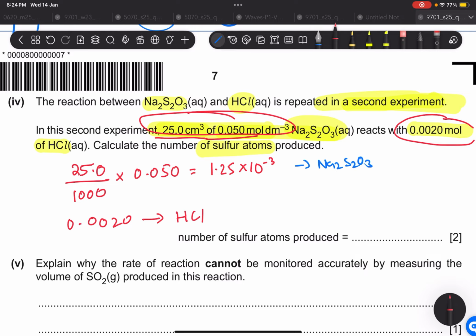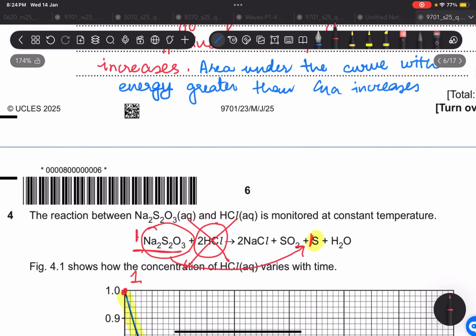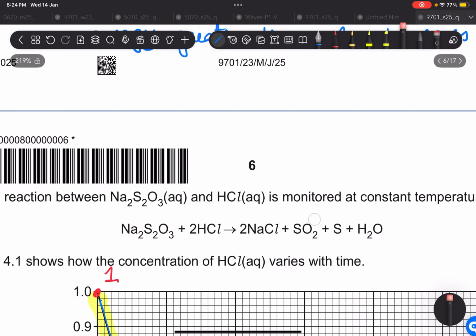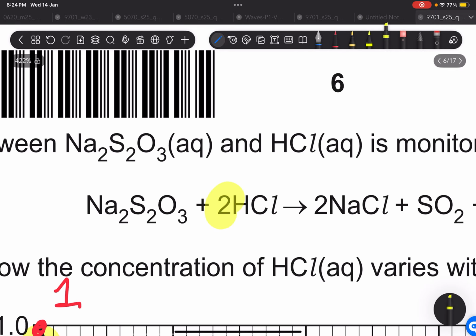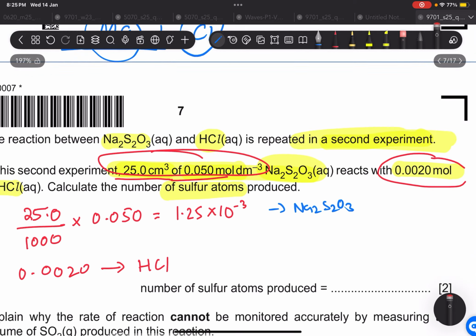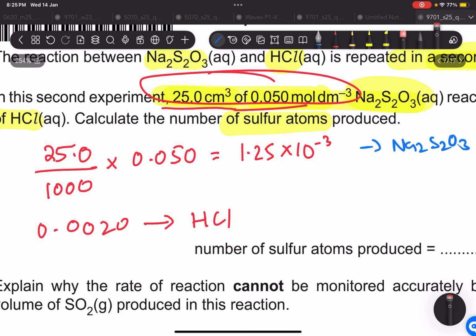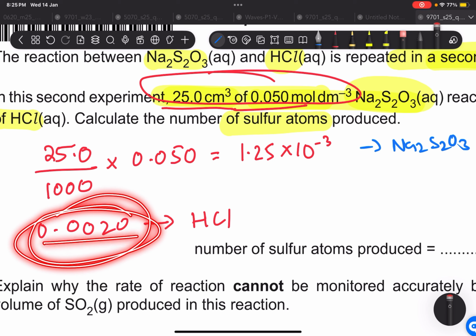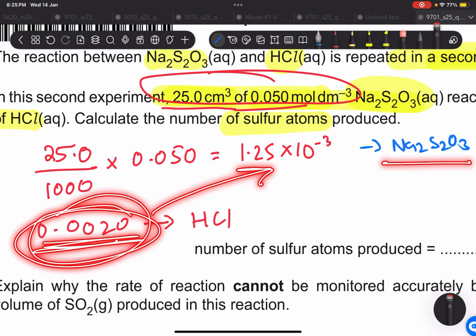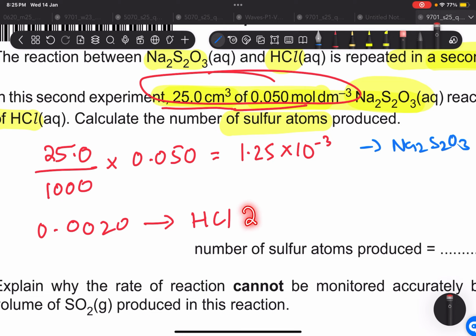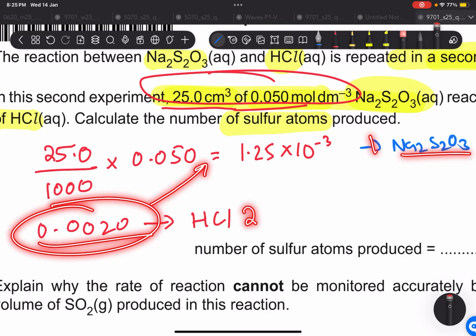Now I need to realize one thing. I need to look at the equation. 2 moles of HCl are gonna react with 1 mole of Na2S2O3. I need to figure out अब उन दोनों moles में से HCl limiting reactant है या Na2S2O3 limiting reactant है. To figure this out, अब इसके साथ HCl के इतने मोल्स के साथ इसके हाफ मोल्स रिएक्ट करने चाहिए. Na2S2O3 के हाफ मोल्स रिएक्ट करने चाहिए बिकॉज HCl का रेशो 2 है और इस चीज़ का रेशो 1 है. तो इस चीज़ को हाफ करके मैं देखूँगी कि इसके कितने मोल्स रिएक्ट करेंगे.